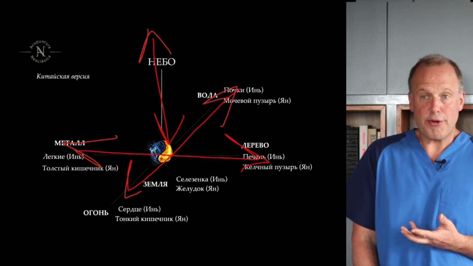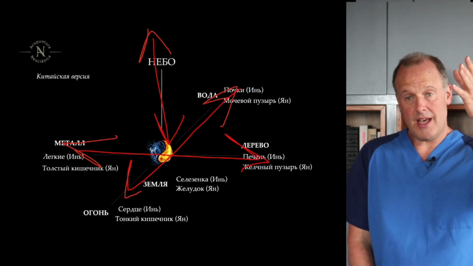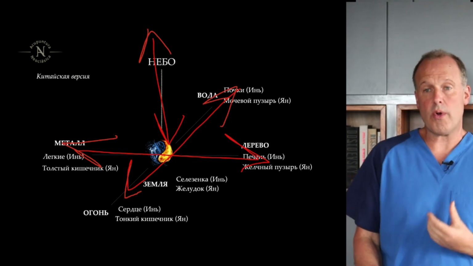An ether element occupies where heaven is on the 6-coordinate model.